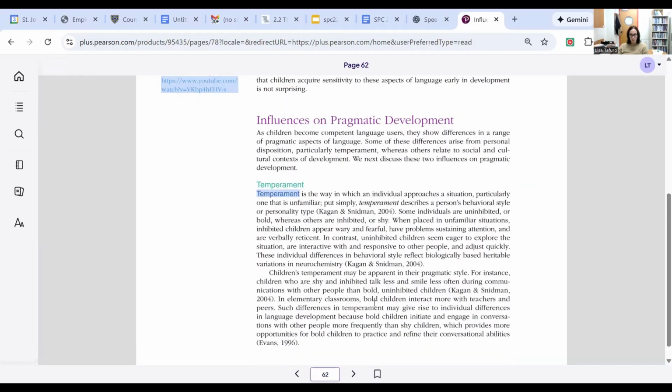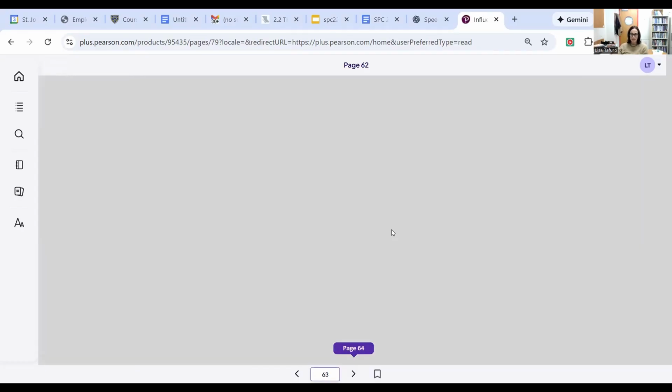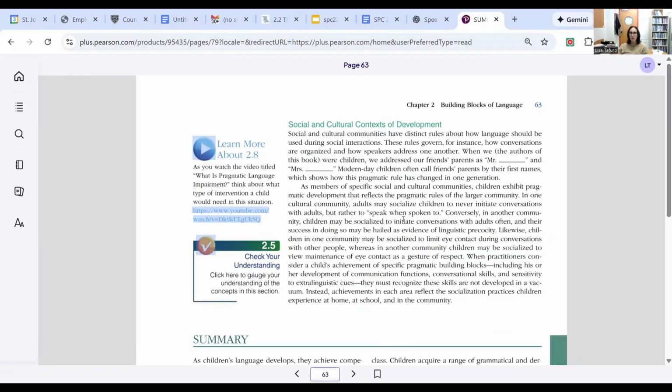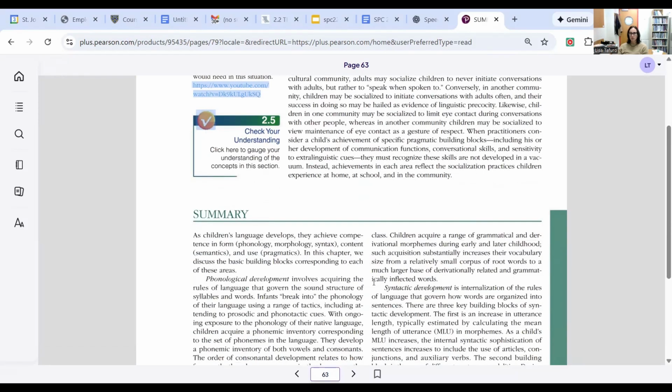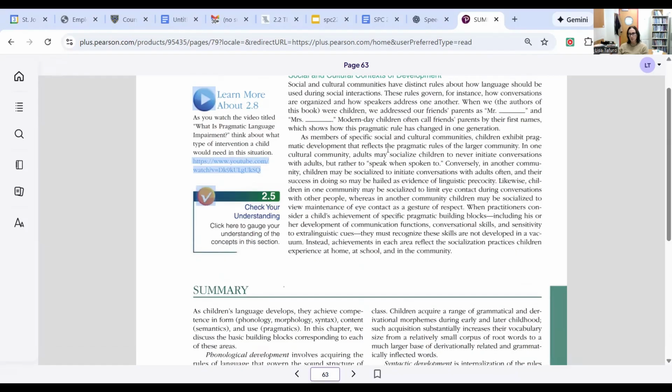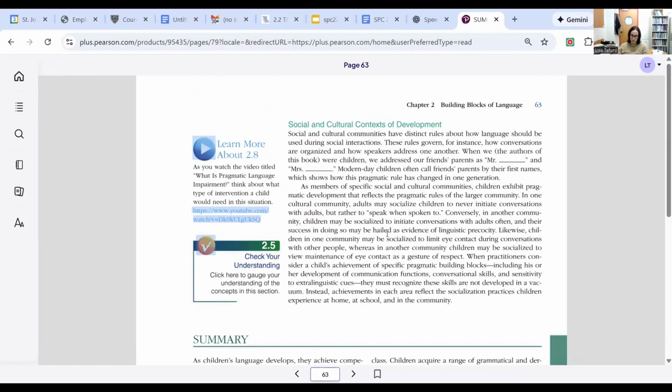Things like temperament, and you could read about this, right? Or how we react to situations, are going to have an impact, as well as our social and cultural exposures and contexts and experiences. All of those things will dictate how we use language, what the expectations are around using language, and what the rules are, those unwritten rules. Mostly they are social and culturally specific.